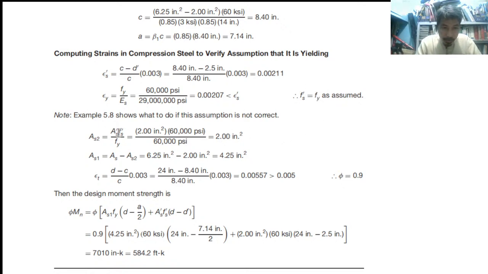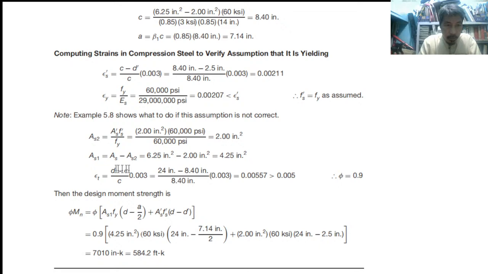So, As2 is equal to As prime times fs prime over fy. That is just ratio in proportion, because As2 is the contribution balancing the compression steel on the tension side. That is also 2 square inches. Therefore, As1 is equal to As minus As2. Just subtract. What remains is 4.25.